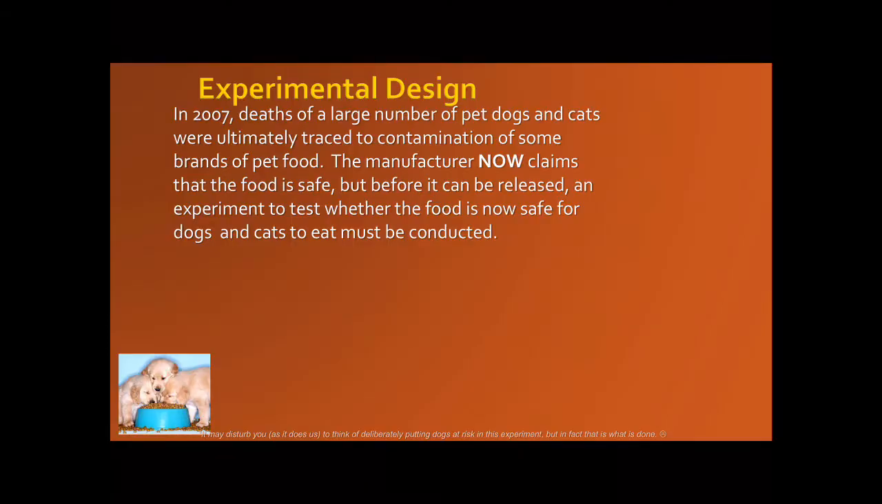All right, so this example is from an actual study that happened. In 2007, deaths of a large number of pet dogs and cats were ultimately traced to contamination of some brands of pet food. The manufacturer now claims that the food is safe, but before it can be released, an experiment has to be done in order to test whether or not the food is safe now.